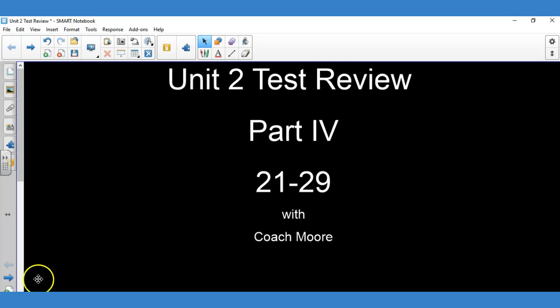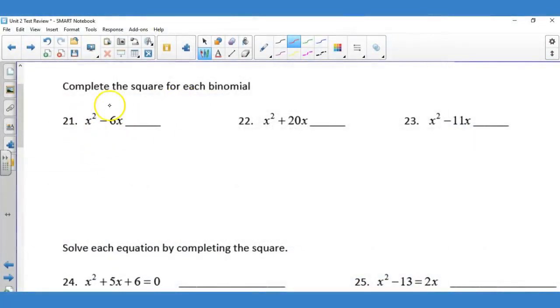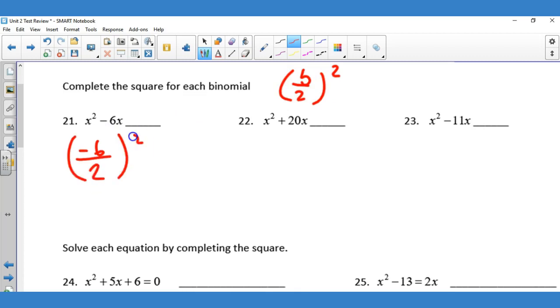All right, a lot of completing the square right here. What we got here is this equation, b divided by 2 squared. Don't forget that, okay? To complete these squares, this is what we use. Right here, b is -6. So -6 divided by 2 is -3, and -3 squared is 9, okay?